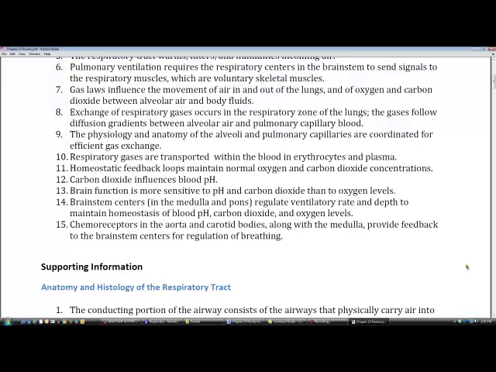The centers in the brainstem are in the medulla and pons, and they regulate both the rate of ventilation and the depth of ventilation to maintain homeostasis of pH, carbon dioxide, and oxygen levels. The main way they do that is that they have feedback from chemoreceptors. These chemoreceptors respond mostly to pH and carbon dioxide, and to a lesser extent, for the aorta and carotid bodies, to oxygen. The medulla is very sensitive to CO2 and pH, and that provides feedback to the brainstem centers for regulation of breathing. Okay, that's the 15 big ideas.